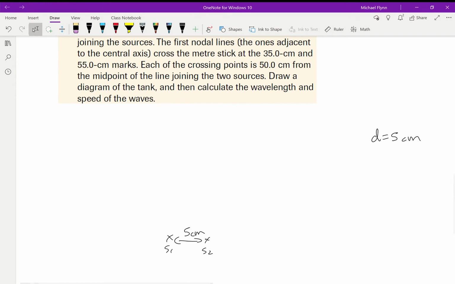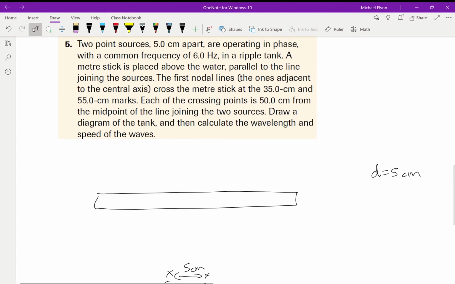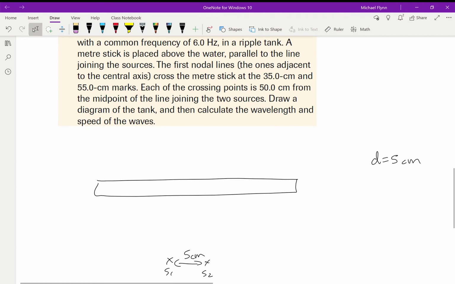Okay. So what that means is the line joining the two sources is that 5 centimeter line that I drew. So I'm going to draw a terrible meter stick here. Okay, whatever, there's a meter stick. It's placed above the water, parallel to the line joining the two sources. Okay, and now it says that the first nodal line is the one adjacent to the central axis.